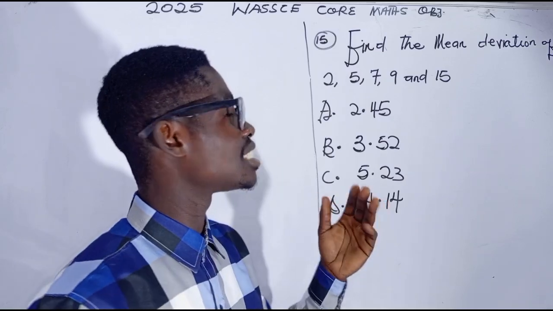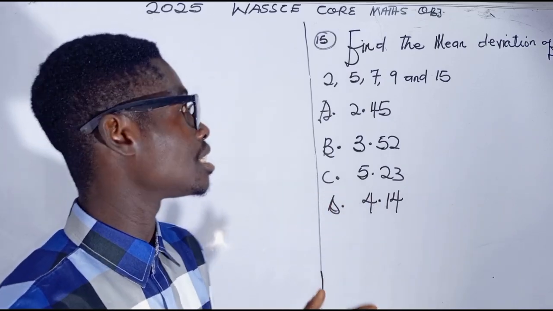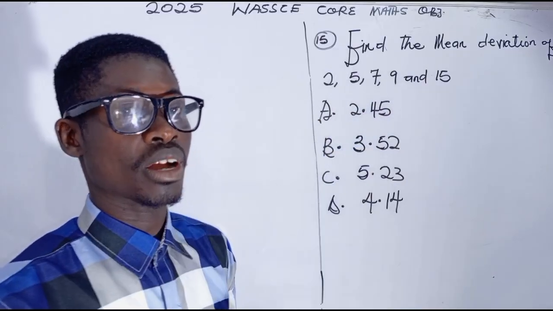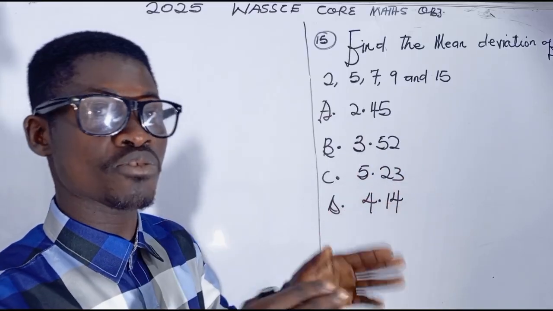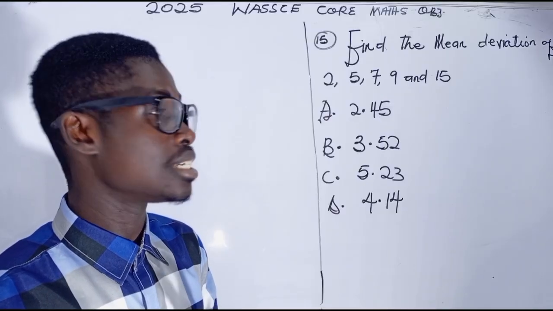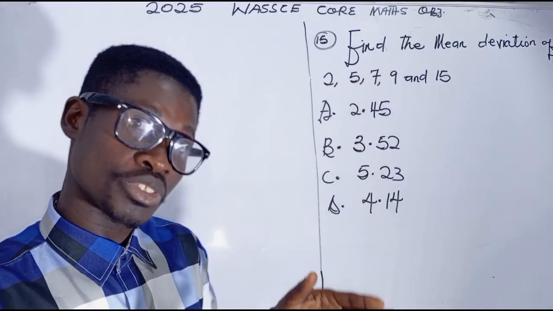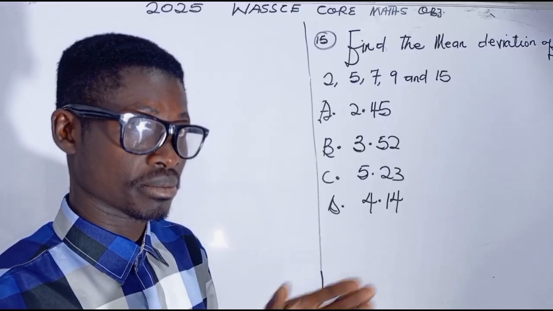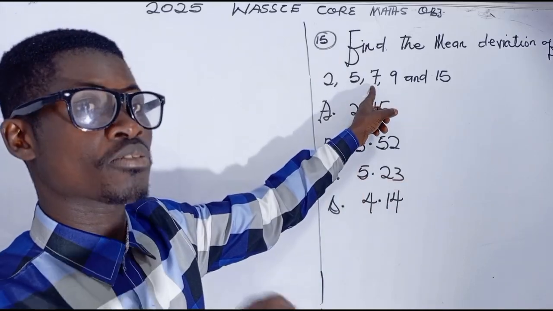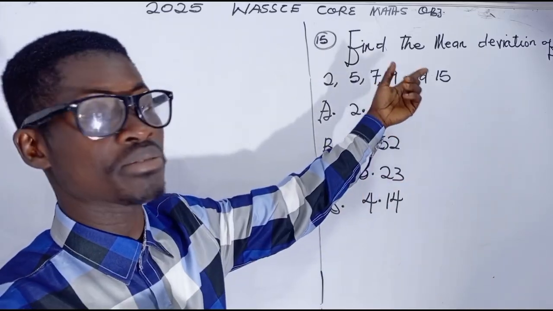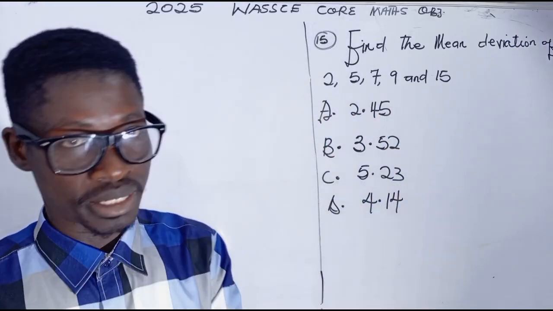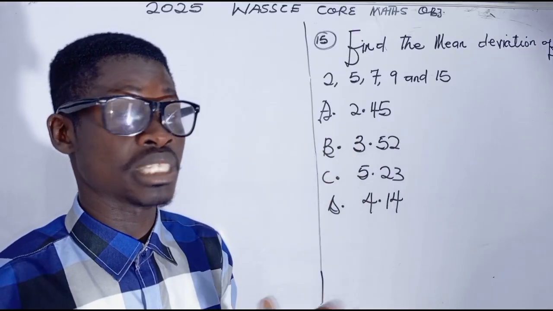When we talk about mean deviation, basically it means how far each of these data points is from the central point. Now the central point can be the mean, the mode, or the median. Since we are talking about the mean deviation, our central point is going to be the mean. So how far is the number 2 from the mean? How far is the number 7 from the mean? How far is the number 15 from the mean? How far are all these data away from the mean? That is basically mean deviation.